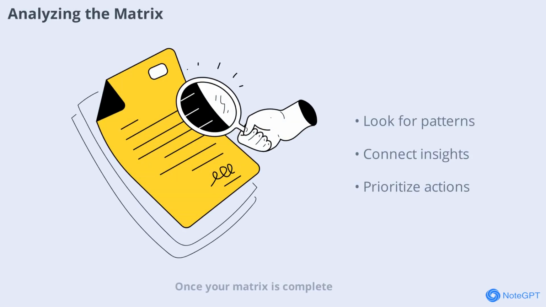Once your matrix is complete, take a step back and look for patterns or connections. Are there strengths you can use to take advantage of opportunities? Do certain weaknesses make you more vulnerable to threats? This analysis will help you prioritize actions and develop a strategy that plays to your strengths while addressing your weaknesses.